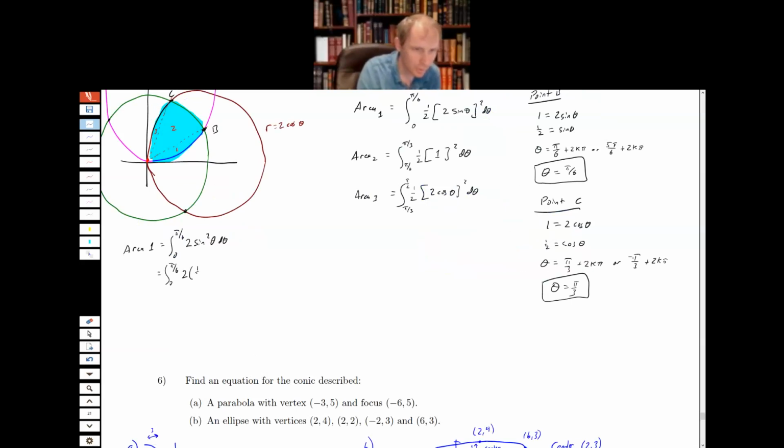So I get 2 times 1/2 minus 1/2 cosine of 2 theta. And I distribute the 2, that'll cancel the halves. So I'm integrating 1 minus cosine of 2 theta. So I'm going to get theta minus 1/2 sine of 2 theta.